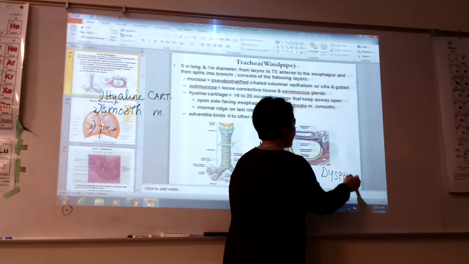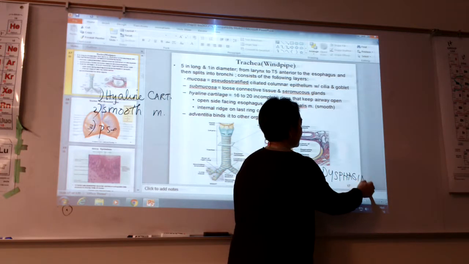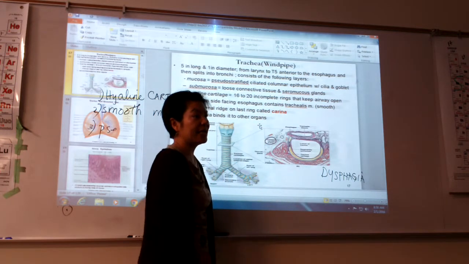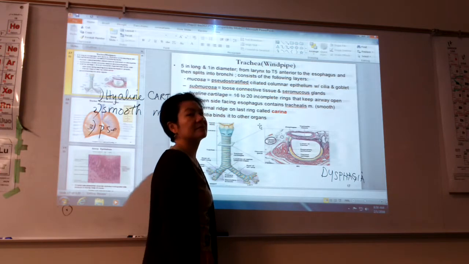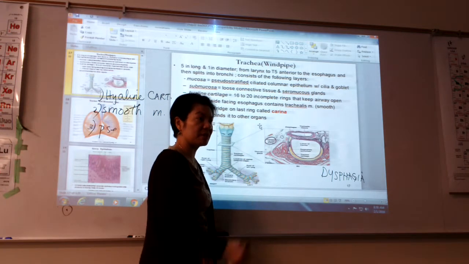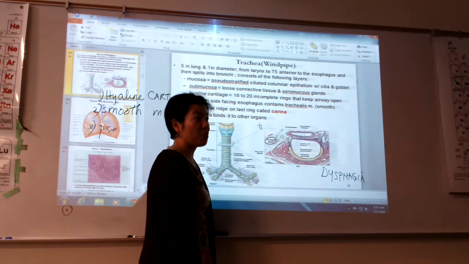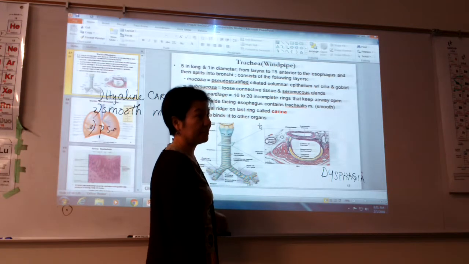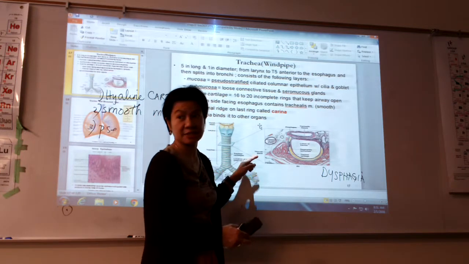So this is what is avoided with the discontinuous ring of the cartilage in your trachea. You understand that anatomical modification in the trachea? Okay? Why posteriorly it's not continuous? Okay? So that's the reason.